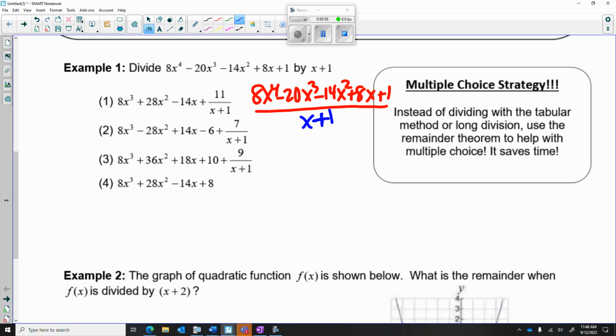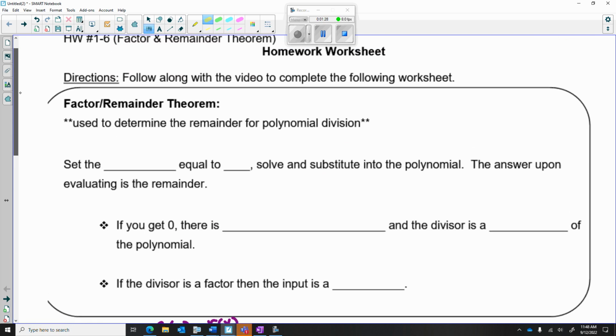If you look at this multiple choice question, notice that all of these choices have the structure of quotient plus remainder divided by the divisor. So whatever is in the numerator of these things here, 1, 2, 3, and then nothing at the end, is going to be the remainder. So we can use our remainder theorem to predict the remainder quickly and easily. Let's go over how to do it.